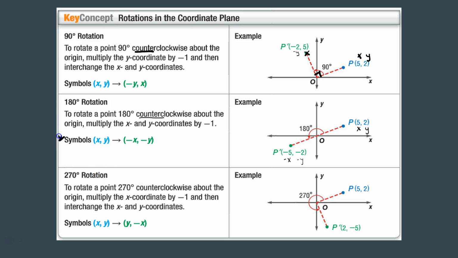So these are just the key pieces of information that you really got to understand. Then we have 270-degree rotations. Notice these are all in 90-degree increments. These are the most popular ones that you'll be using. So we have x, y going to y, negative x. So we have x, y, and then it switches to y, which is still 2, and negative x. So 5 becomes negative 5. And there we go.